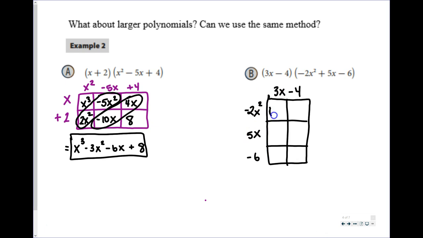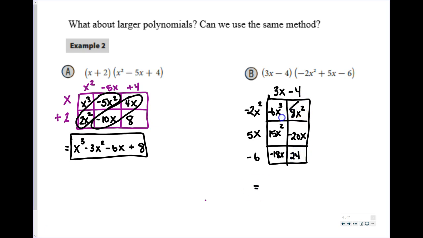So this is going to become, oh, that should be a negative. So negative 6x to the third. This is going to be 15x squared, and this is going to be negative 18x. Over here, I'm going to get positive 8x squared. Negative 4 times 5x is negative 20x, and negative 4 times negative 6 is 24.